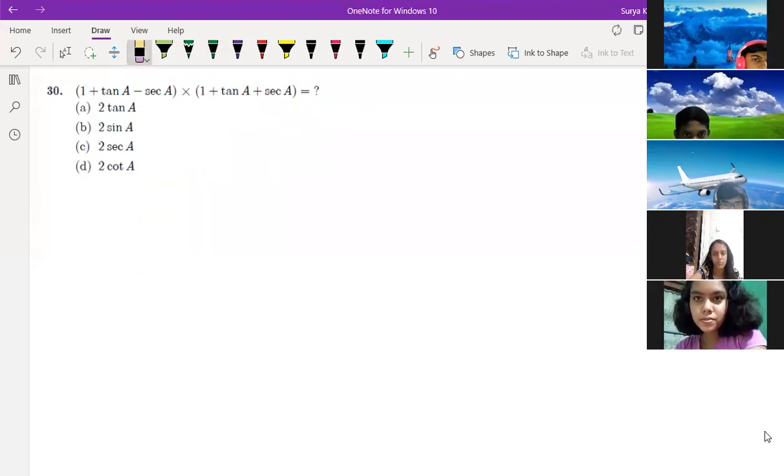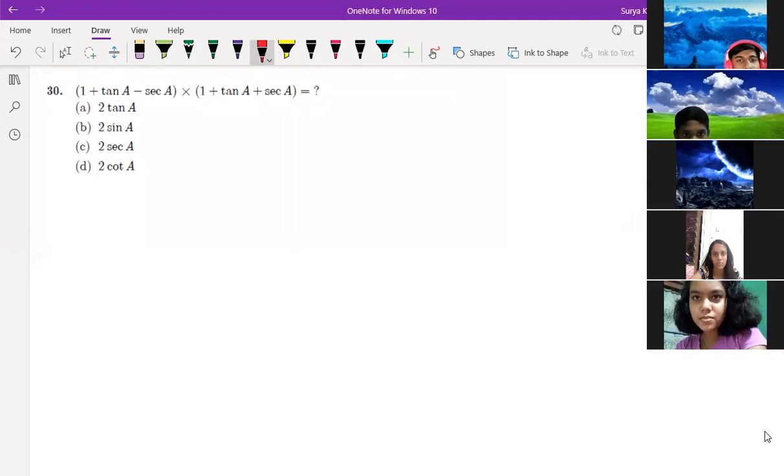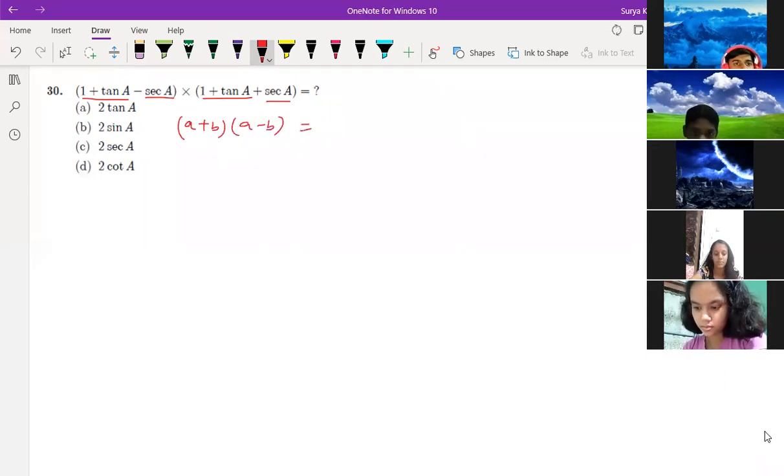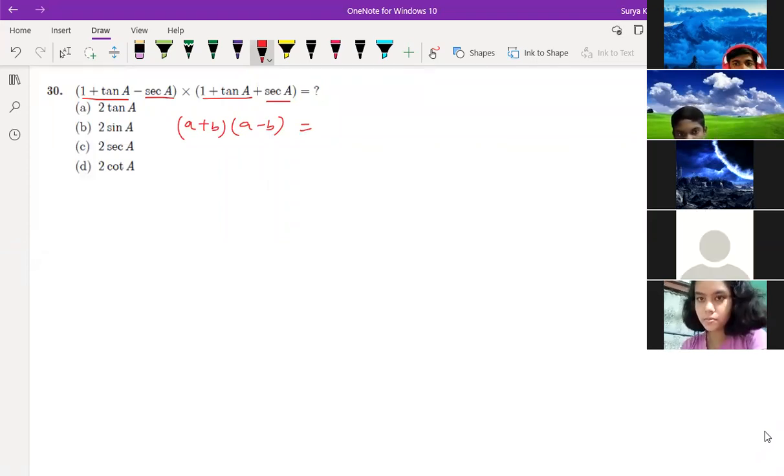Yes, sir. And just cut off most of them and we get 2 tan A. We can do it another way also. This is 1 plus tan A, and 1 plus tan A is matching over here, and 1 minus tan A is there. So it is A plus B into A minus B. What is the formula, Kritika? A plus B into A minus B. Do you know the formula? Sir, is the answer 2 tan A? 2 tan A, okay. Yeah. So the answer is A square minus B square, that is the formula for this.